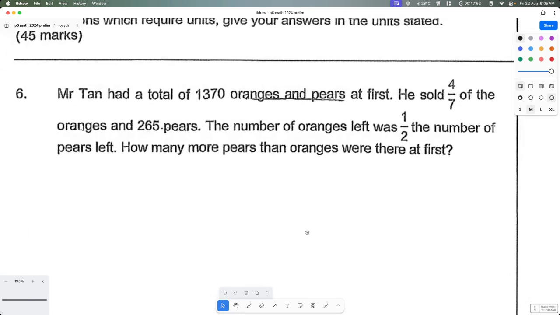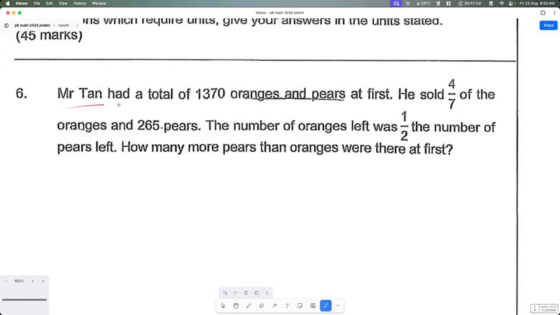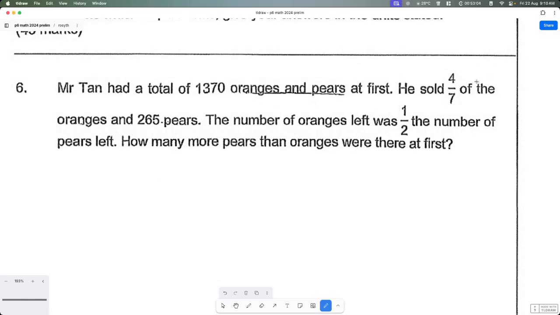Question number 6. Okay, so Mr. Tan had a total of 1,370 oranges and pears at first. He sold 47 of the oranges and 265 pears. The number of oranges left was half the number of pears. How many more pears than oranges were there at first? All right, so let's start with this.